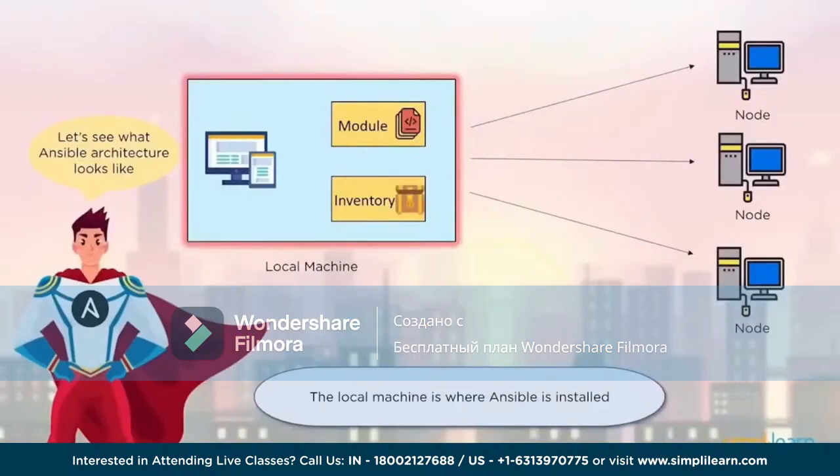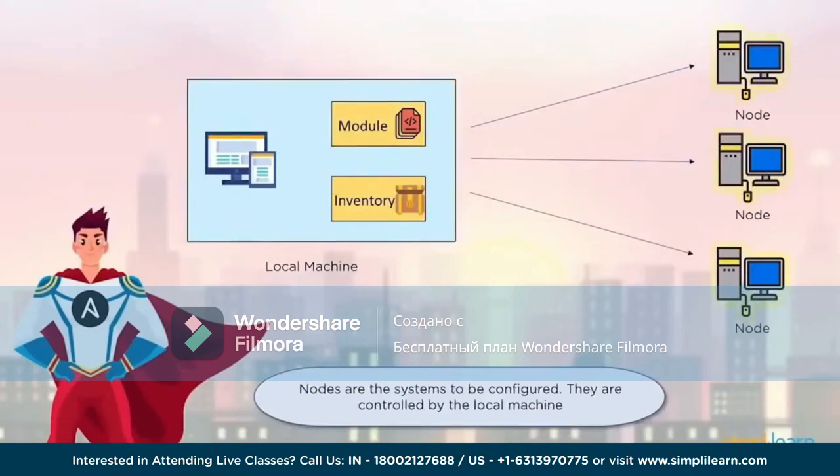Ansible has two main components. You have the local machine and you have your node or the client machine. The local machine is where the system administrator sits. He or she installs Ansible here. And on the other end, you have your node or the client systems. In the case of Ansible, there's no supporting software installed here. These are just the systems that require to be configured, and they are completely controlled by the local machine.